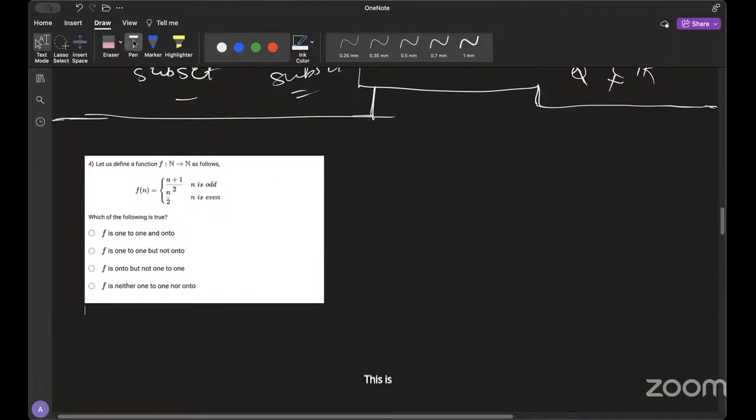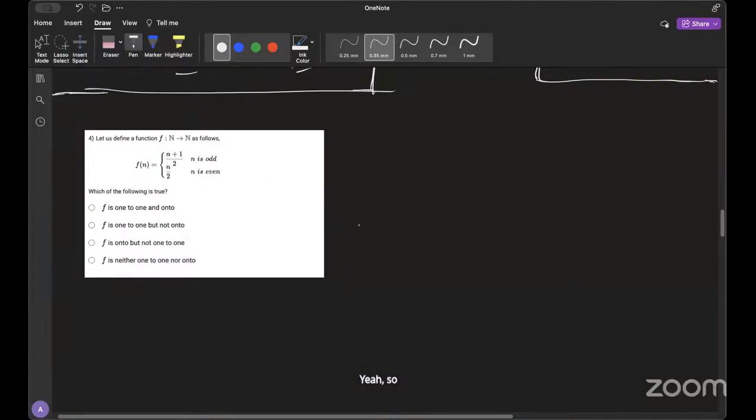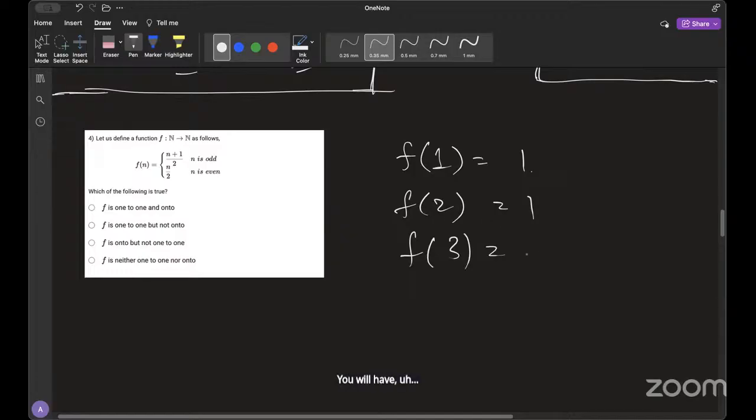This is the question, right? Yes, ma'am. So what's your doubt? I cannot solve it. Okay, let's just write down some of the values first. So this is an odd number. So you'll have 1 plus 1, 2 by 2, that's 1. For 2, you'll have 1 again. Then for 3, you'll have 2. And then for 4, you'll have 2 again.